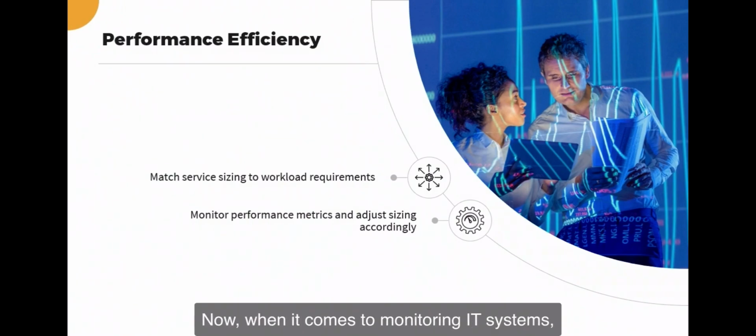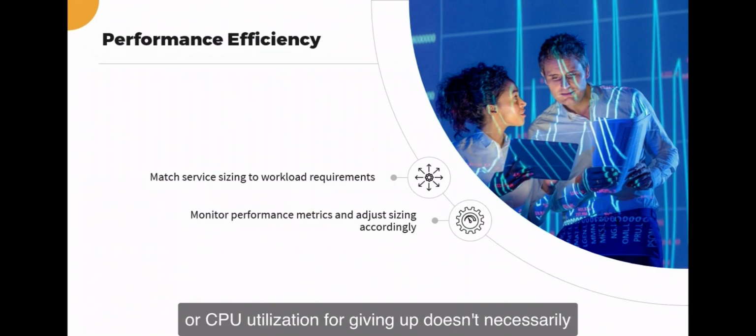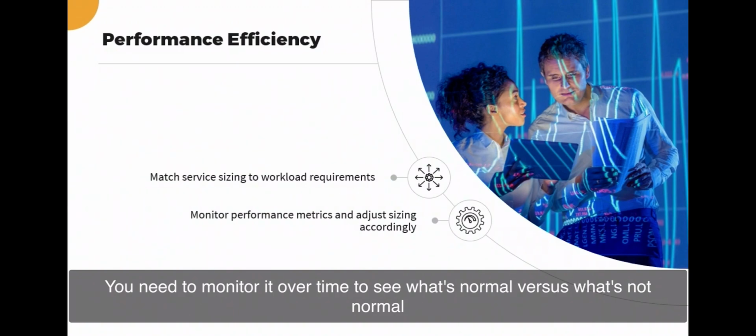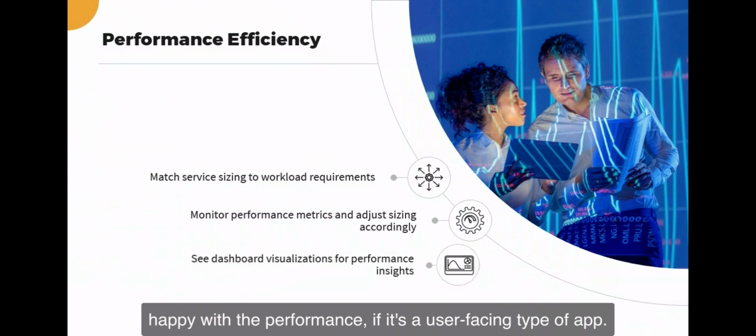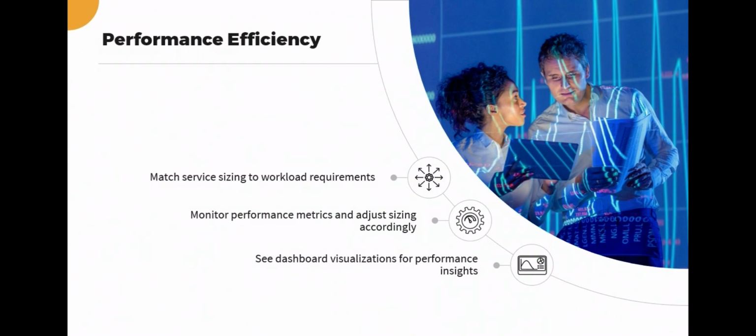Now, when it comes to monitoring IT systems, it is normal to have certain peaks and valleys in utilization. Just because we have a spike in concurrent connections or CPU utilization for a given app doesn't necessarily mean we don't have enough horsepower. You need to monitor it over time to see what's normal versus what's not normal, and then determine if the app is performing well, such as are users happy with the performance if it's a user-facing type of app. We can also use dashboard visualizations to easily and quickly gain performance insights.